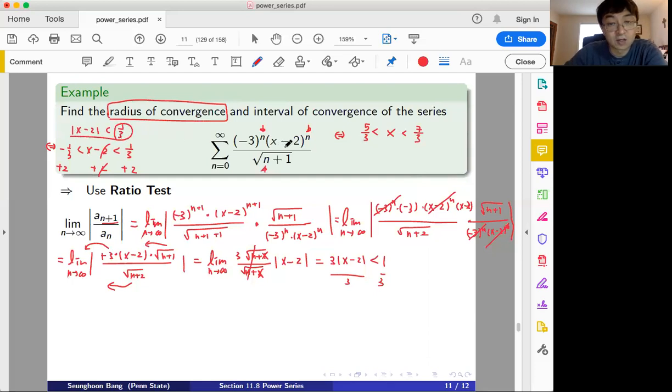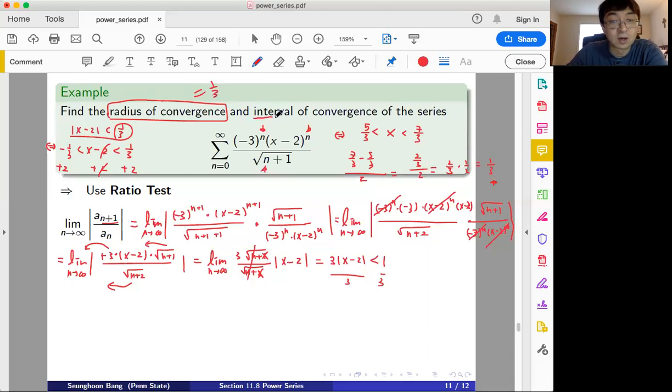How can you find it? Another method is here: 7/3 minus 5/3. You find the length, divided by 2. So we have 2/3 over 2. This is 2/3 times 1/2, which is 1/3. This is 1/3. We always have the absolute value of x minus 2 is less than 1/3, so 1/3 is the radius of convergence.